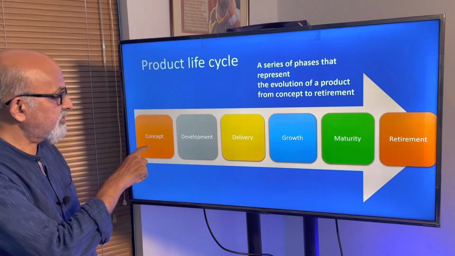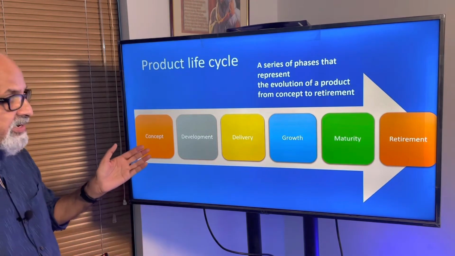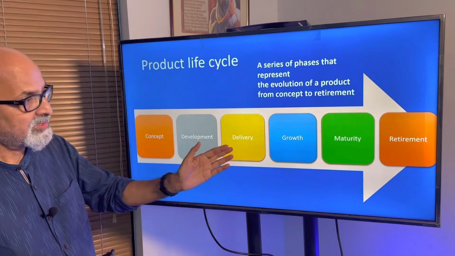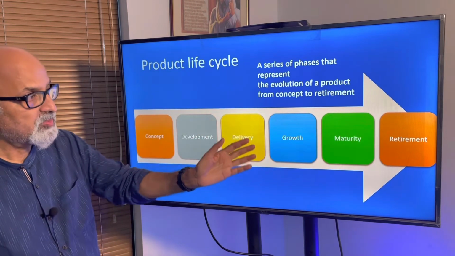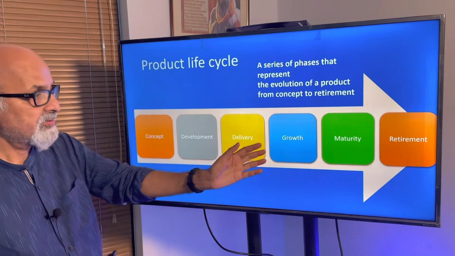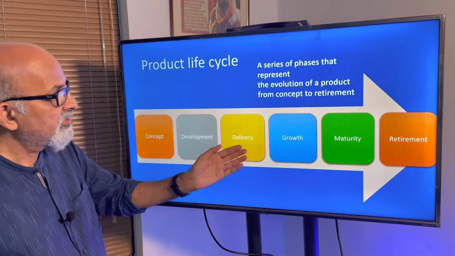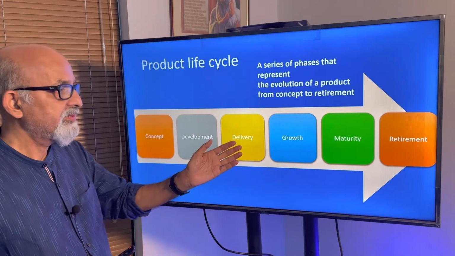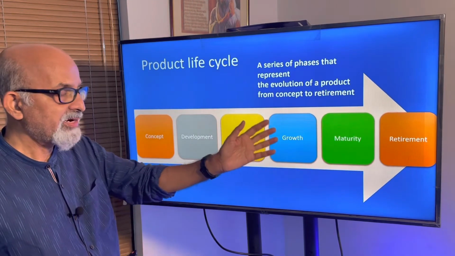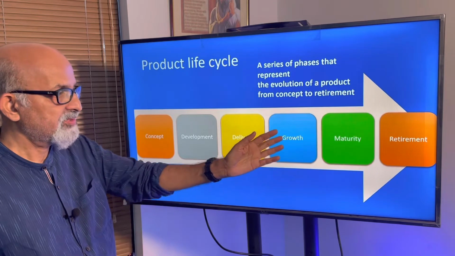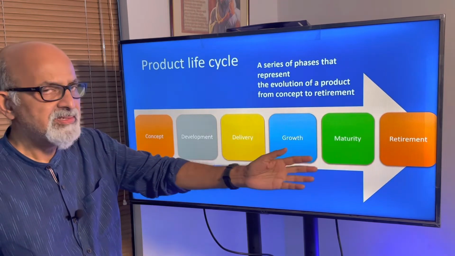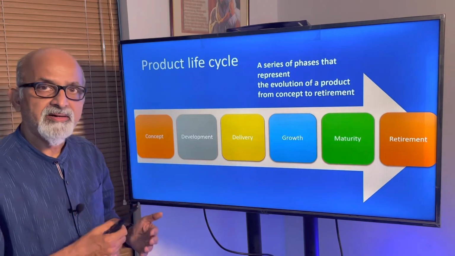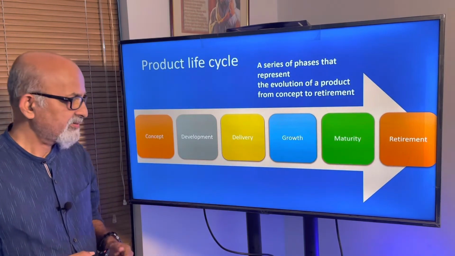Every product starts with a concept or an idea, then we get into development, then it is delivered, then multiple versions, so that growth happens. When we first deliver, it could be a minimum viable product, then we add more features to it, that is the growth part of it, then it reaches the maturity level, and after some time the product gets retired.